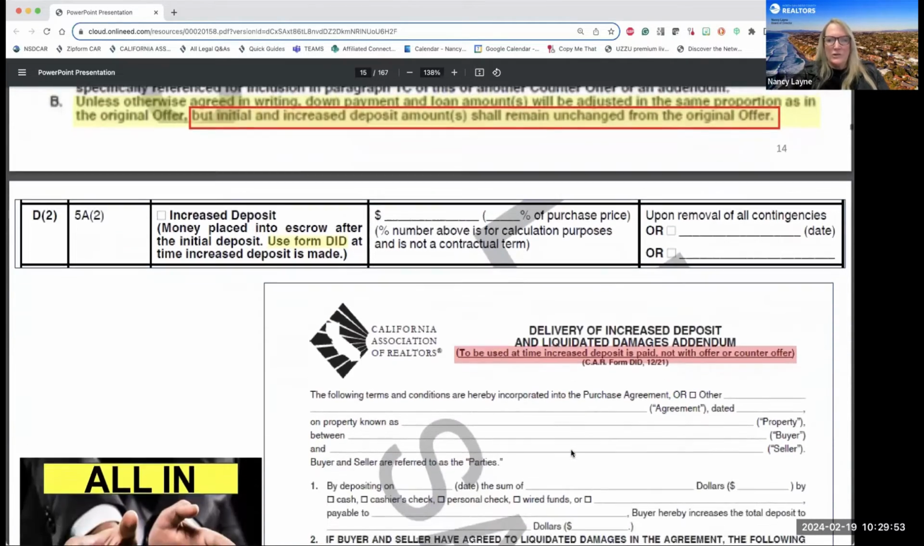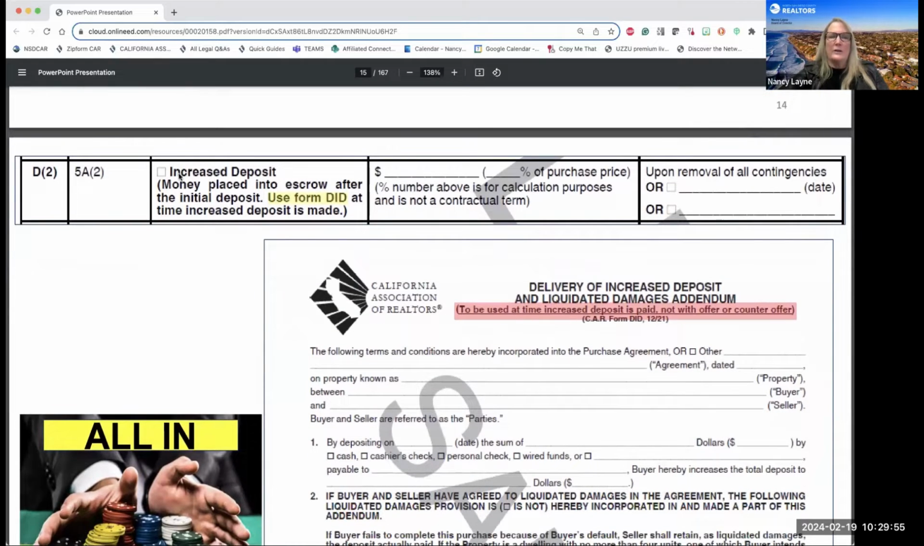What does change is this secondary increased deposit. So if you have a certain amount from the very beginning, and then you're going to increase to make it a 3% deposit, that's what you're going to make sure you form that DID. Initial deposit is different from EMD. Yes, that's correct. Initial deposit is the amount that they put in to essentially open escrow.